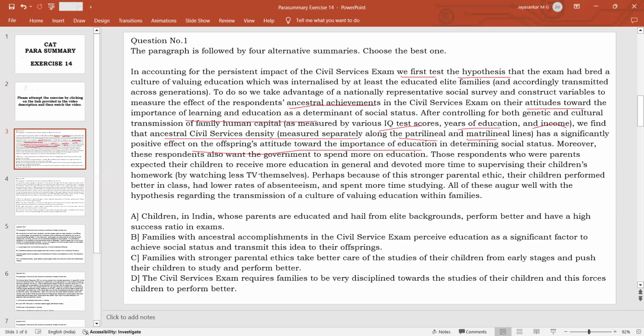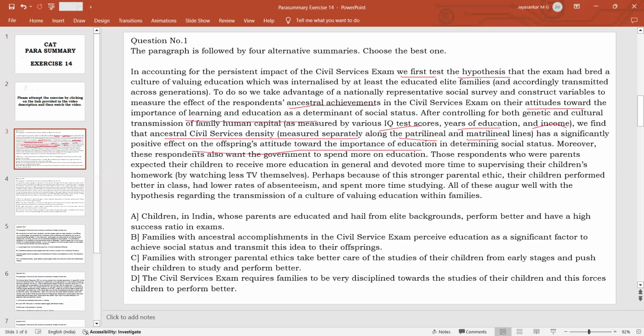And these respondents want the government to spend more on education, and the respondents who were parents. So among the respondents, some were parents also. Those respondents who participated in the survey who were parents gave more attention to their children's education because they expected the children to receive more education and devoted more time to supervising their children's homework, etc., by watching less TV themselves. Because of this strong parental ethic, their children also performed well in their education. So this is the meaning.